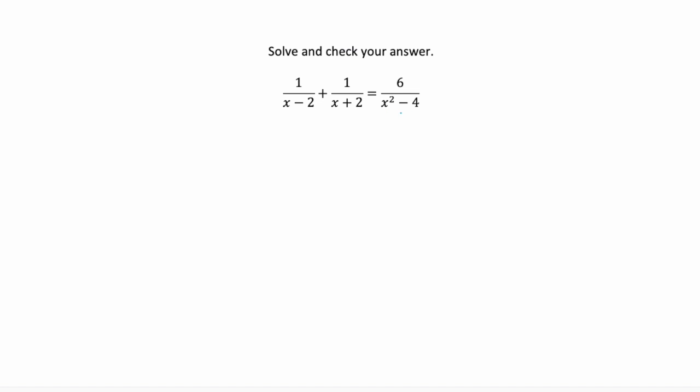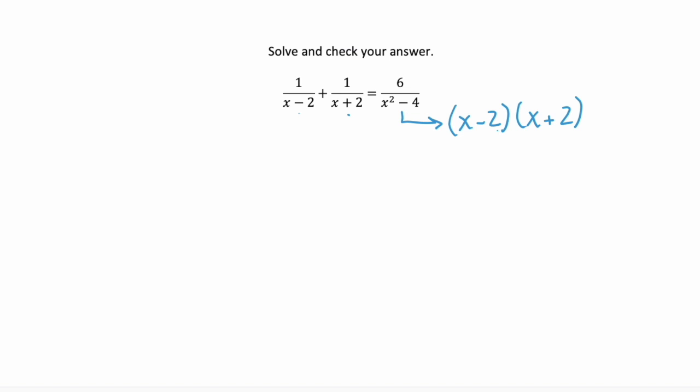Notice that the third rational expression has a denominator of x squared minus 4. Right away, you should realize that that's a difference of squares and that we can factor it. And it factors to x minus 2 times x plus 2. If that doesn't jump out at you, look at the other denominators that you're given, and you might get a clue as to what your polynomial factors to.